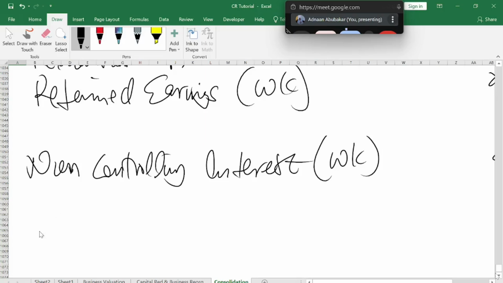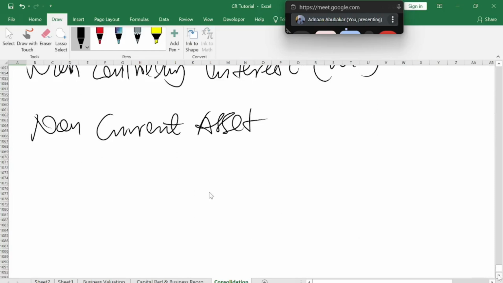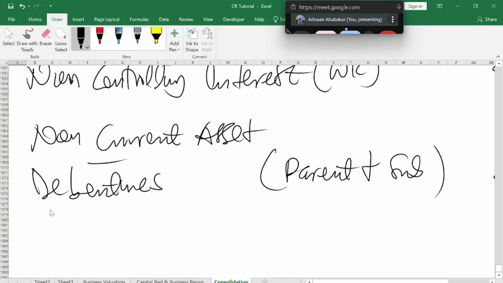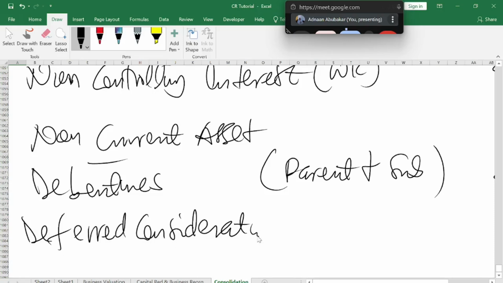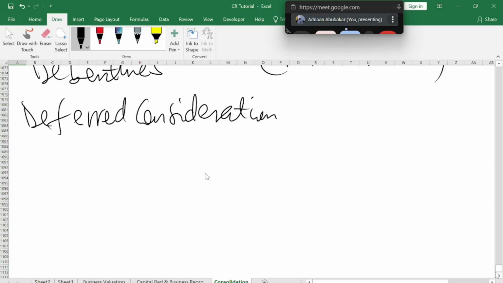So when you are done, then you come and do your non-current liabilities. Under the non-current liabilities, what do we have here? You have maybe, for example, your debentures, if both have, so parent plus subsidiary. Then we have your deferred consideration. You remember deferred consideration? Yes, sir. It is consideration that will be paid in the near future, after maybe one or two years.